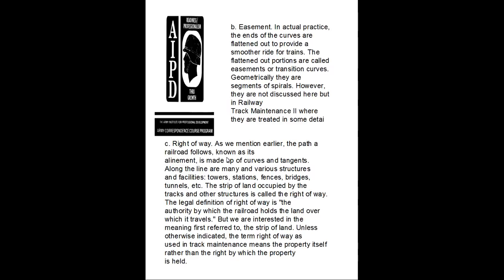The path a railway follows is known as the alignment and is made up of curves and tangents, along with the line of various structures and facilities: towers, stations, fences, bridges, tunnels. The strip of land occupied by the tracks and other structures is called the right-of-way. Legally, the right-of-way is the authority by which the railroad holds the land over which it travels. In track maintenance, the term refers to the strip of land itself rather than the right by which the property is held.